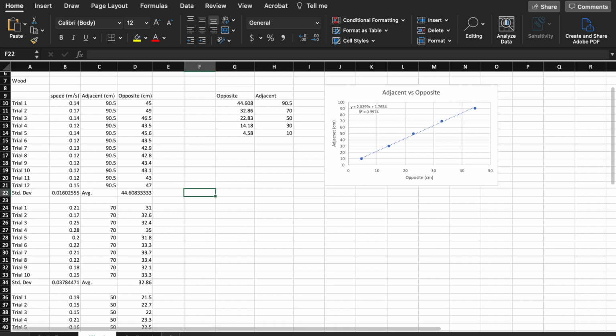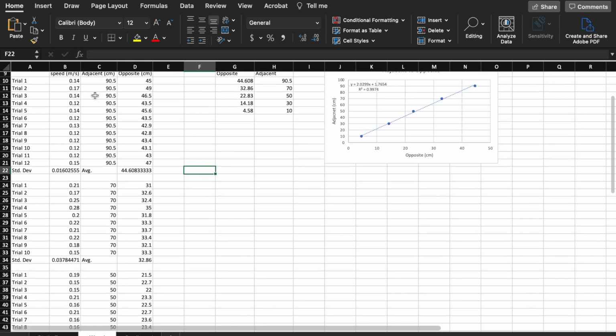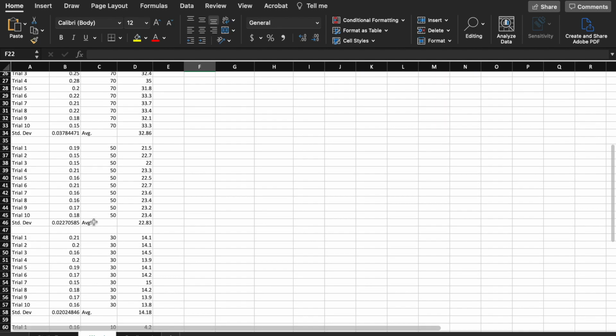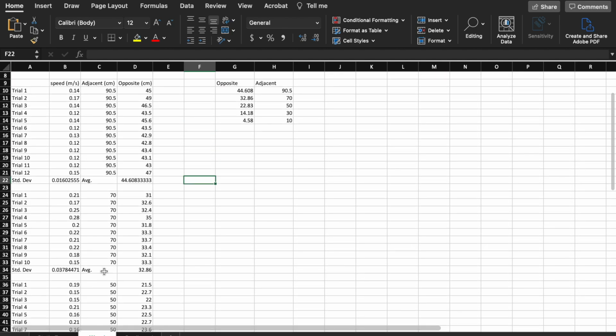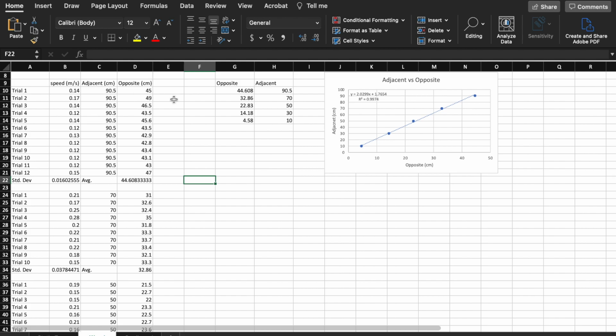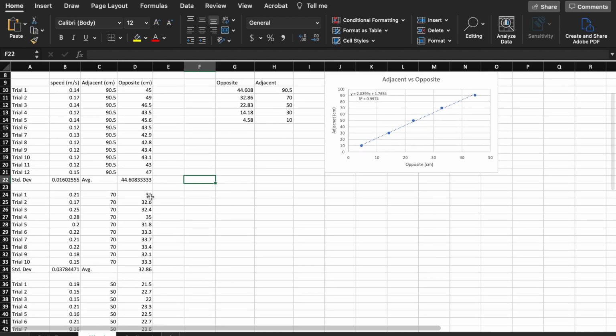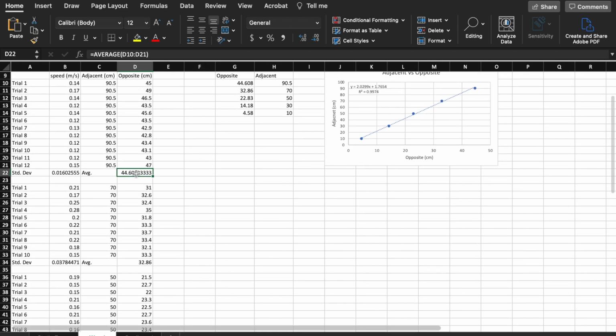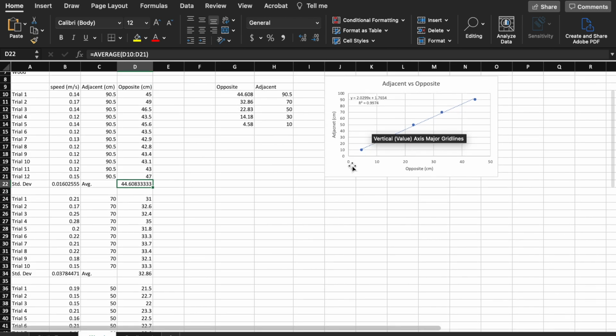And these were the results for the kinetic friction part of the experiment. So this first part here was for the wooden plank, and as you can see, the 5 different adjacent length values that we took, the 90.5, the 70, the 50, 30, and 10, and then the matching opposite lengths that we took for each of our trials. And then what we did is we took the average of the opposite lengths for those 5 different measurements and then put it in a table and then made a graph off of that table.